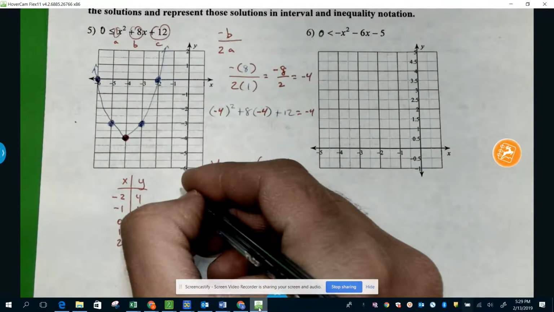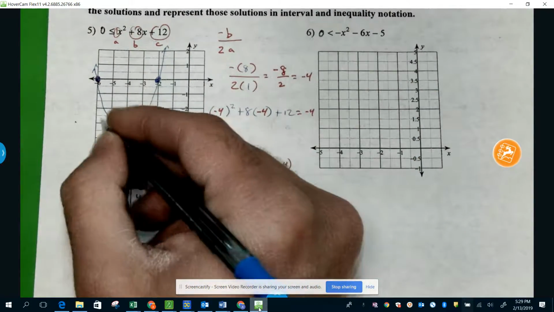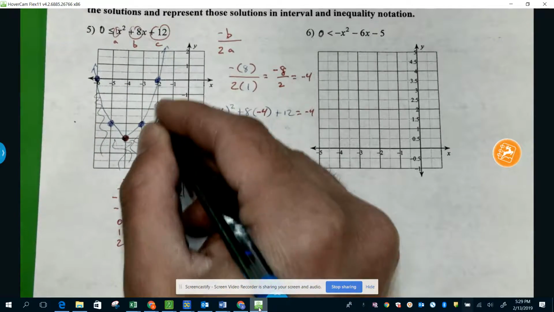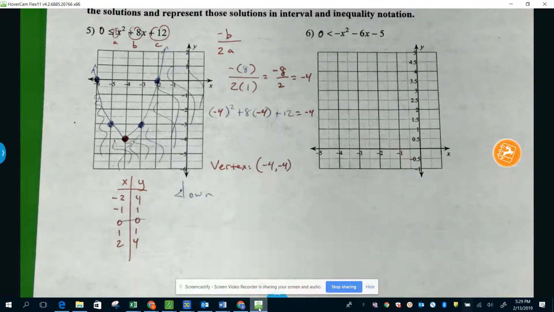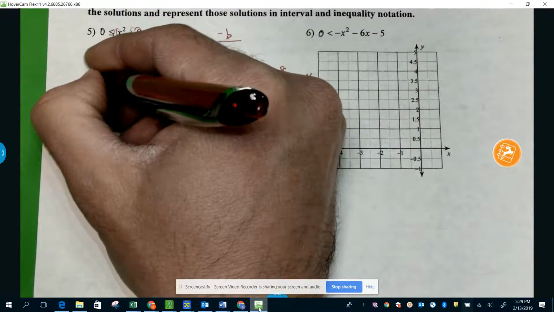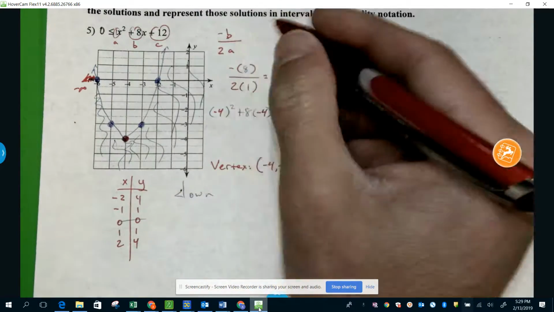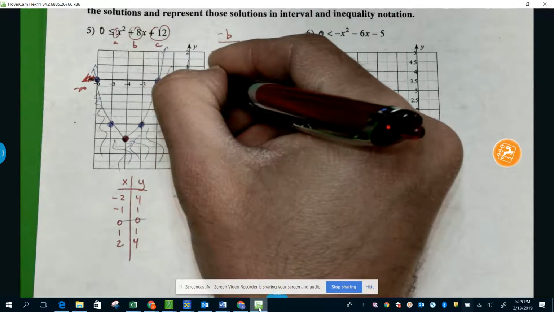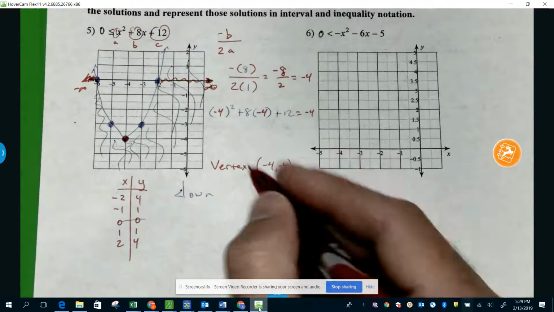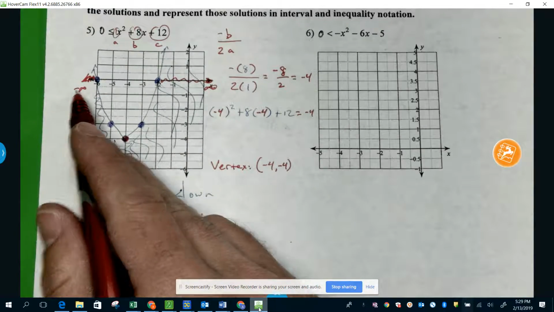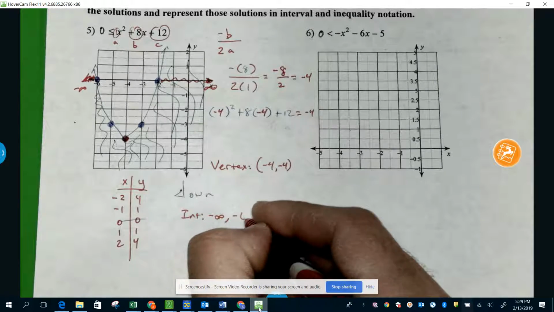And the shading, since we have a less than, we are going to shade down. Put your pencil on the vertex and go straight down. So actually we're shading everything to the outside of this parabola. So that being the case, everything from negative infinity all the way to negative 6, and then everything from 2 all the way to positive infinity. All that's being shaded.